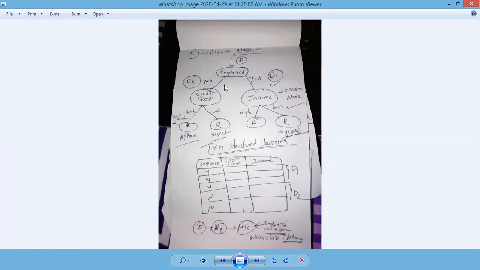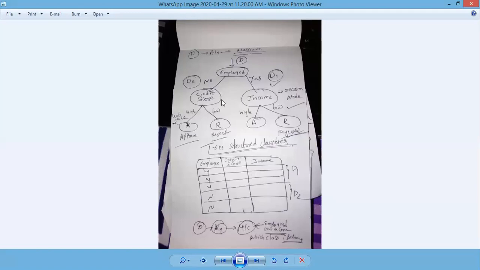If I'm employed and my income is high, then the loan is approved. If I'm employed and my income is low, then the loan is rejected. If I'm not employed, but I have a credit score which is very high, then my loan is approved. A stands for approved. If it is low, then I say rejected. Based on this, I have 3 A's and 2 N's. This is how I'm going to find out the error rate. I'm going to make all this data set as G1 and all this data set as G2.